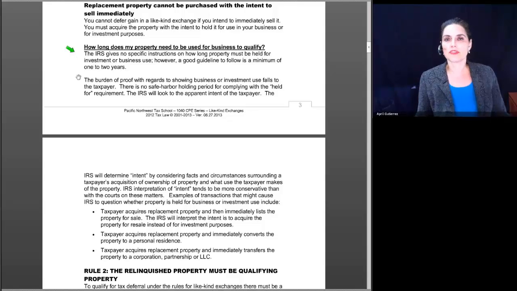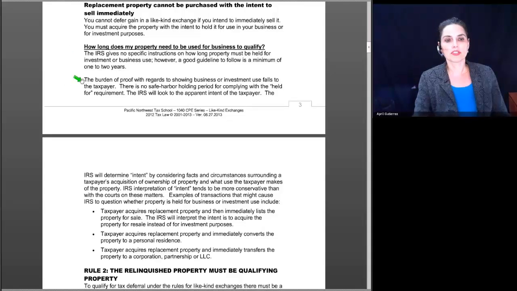A guideline is 1 to 2 years, but the IRS doesn't actually say 1 to 2 years anywhere. That's just a general rule of thumb that the industry follows. The burden of proof with regards to showing business or investment use falls to the taxpayer, and there is no safe harbor holding period for complying with the held for requirements. Although I say 1 to 2 years, the IRS doesn't say 1 to 2 years. They don't really give a definition at all. There's no safe harbor number that they're giving.